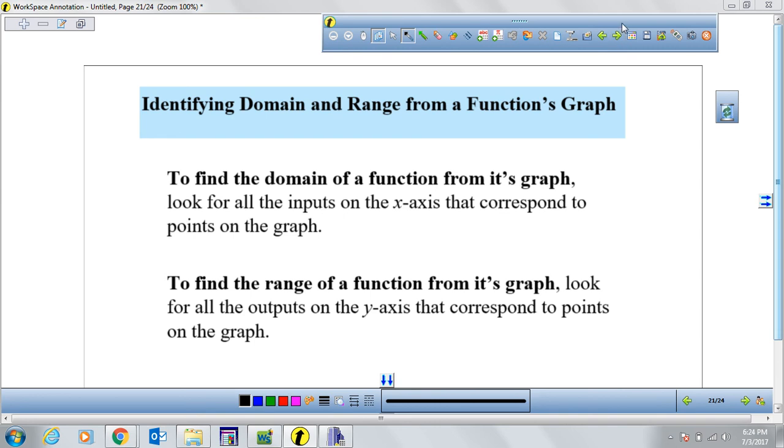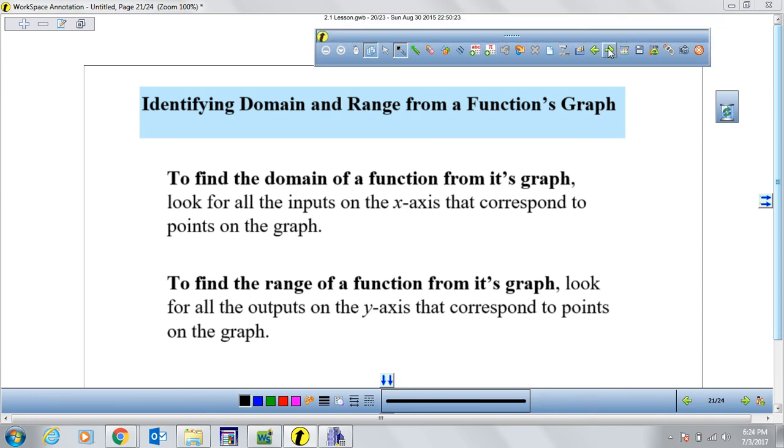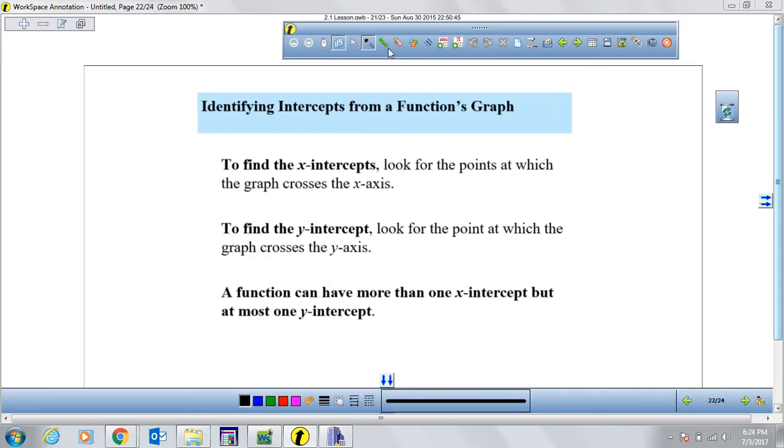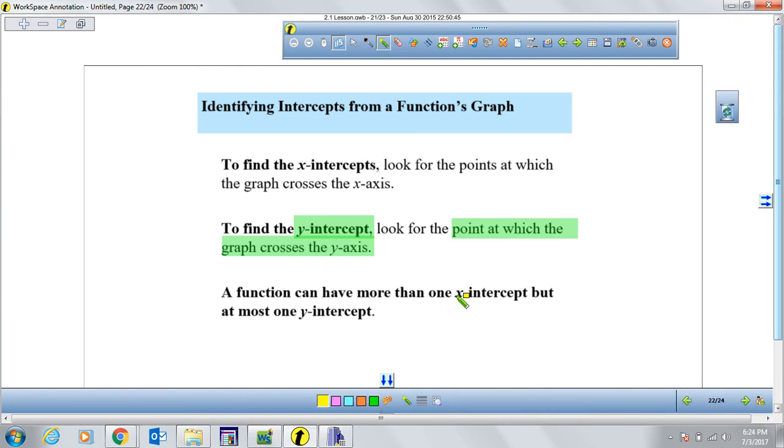Okay. Now, one more thing, we already have one definition here that I talked to you about, which is the y-intercept. The y-intercept is the point where the graph crosses the y-axis. So to find the y-intercept, you look at where the graph of whatever function crosses the y-axis. Now, to find the x-intercepts, the x-intercepts will be the points for which the graph crosses the x-axis. Okay, that's how we find them.